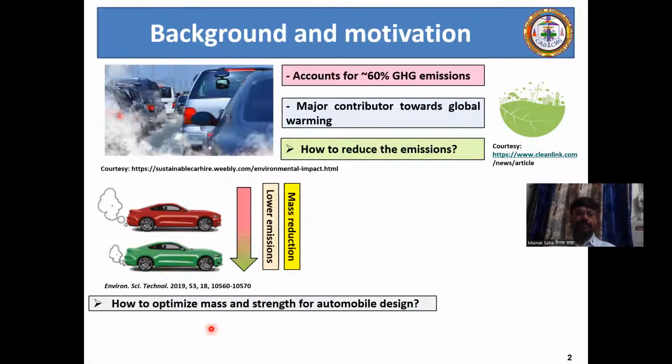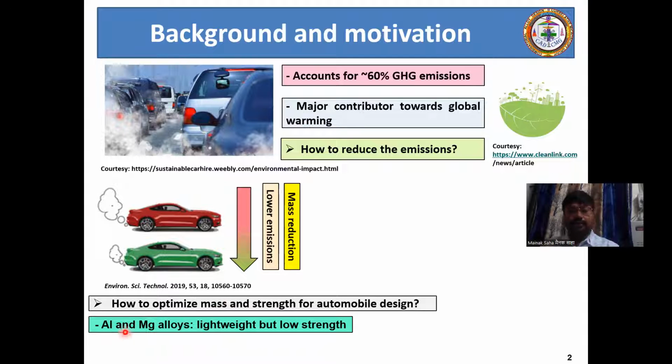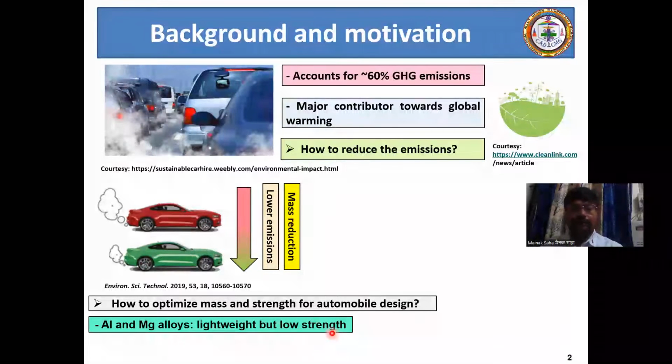However, this brings about a bigger question: how do we optimize the mass as well as the strength for automotive design? This is because, as we all know, the mass of different materials is influenced by the density of the materials for a constant volume. We can see that there are two very common classes of metallic alloys, aluminum and magnesium alloys, which are very lightweight, but definitely have very low strength.